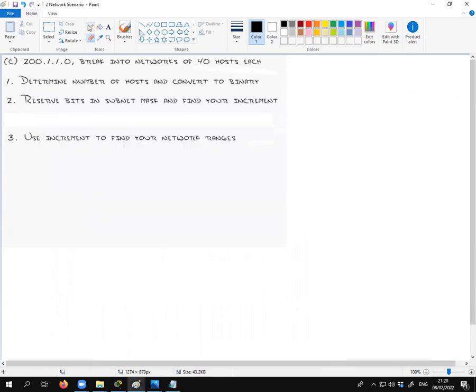Just be wary of the way this is phrased. We're subnetting based on the number of hosts per subnet. Okay, so number 1, determine the number of hosts and convert it to binary. We're looking for 40 hosts.